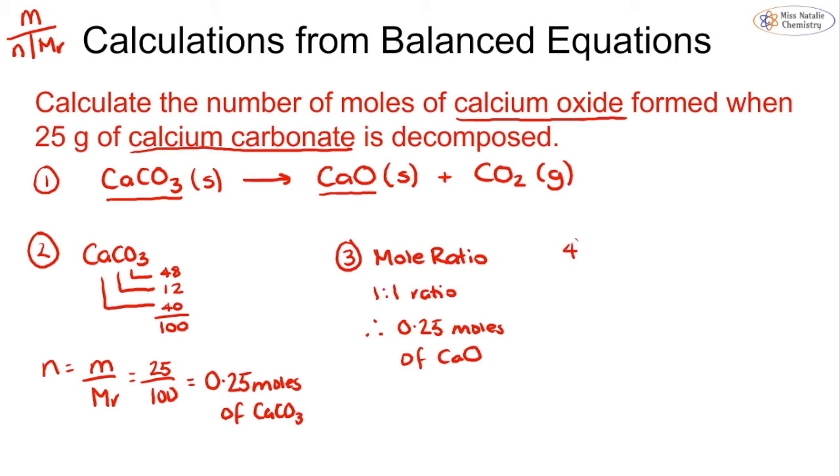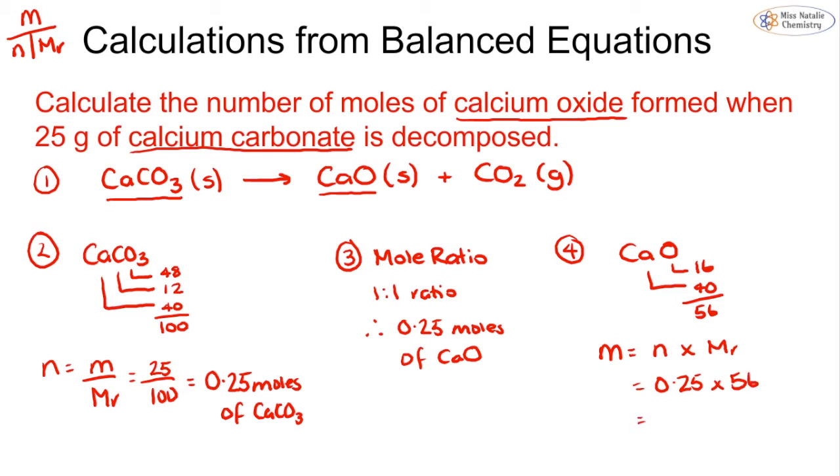So then my final step, step 4, is to calculate the mass of the unknown substance. So we also need an MR again. So for CaO, we've got 16 for the oxygen plus 40, giving us an MR of 56. So our mass is going to be the number of moles times the MR. So 0.25 times the MR of 56, giving us a mass of 14 grams. So this means that when I decompose 25 grams of calcium carbonate, I will make 14 grams of calcium oxide.